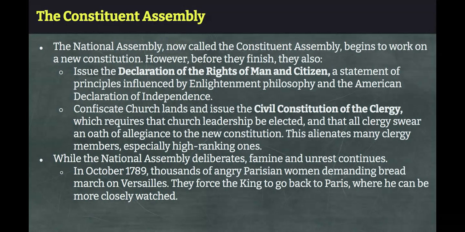So this is all social contract theory, right? The idea that people have natural rights. If the government doesn't protect those natural rights, that people have the right to overthrow it. So we see that in the Declaration of the Rights of Man and Citizen as well.